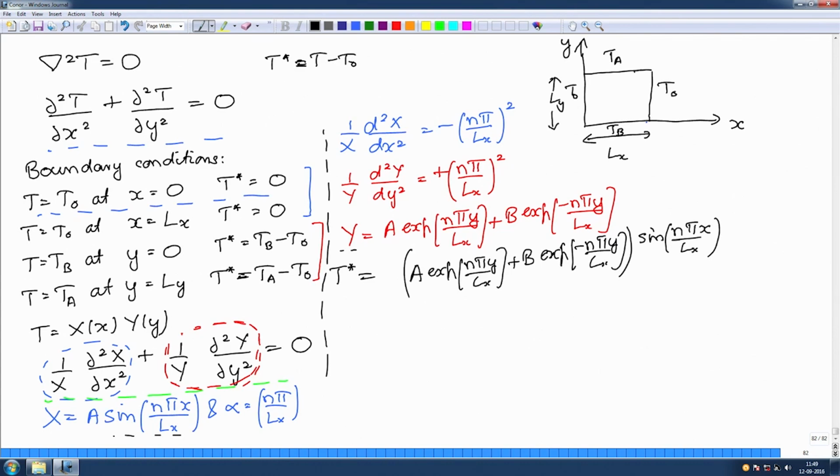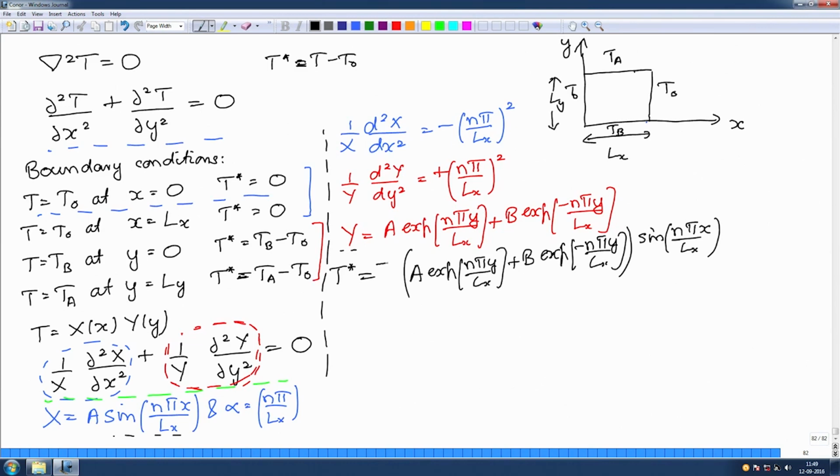This solution satisfies the equation. You can easily substitute that into the equation and see. This solution satisfies the equation and it satisfies the homogeneous boundary conditions in the x direction. It satisfies those for any value of n.